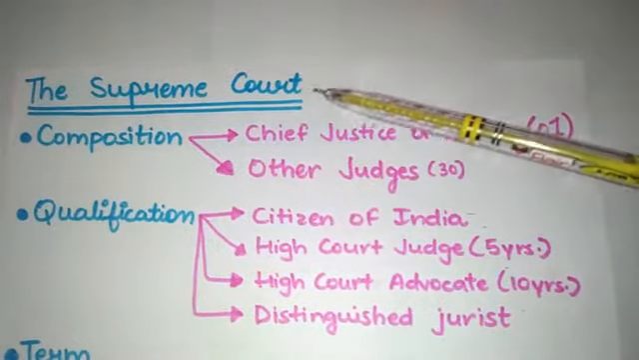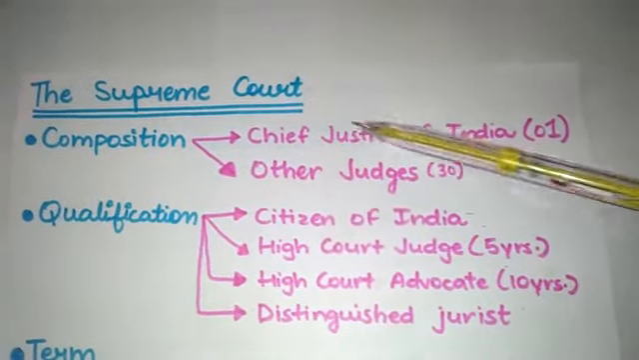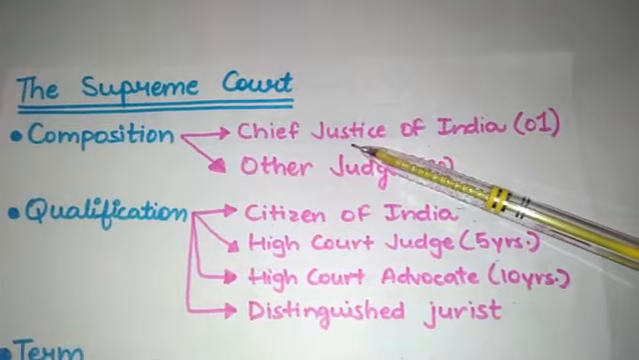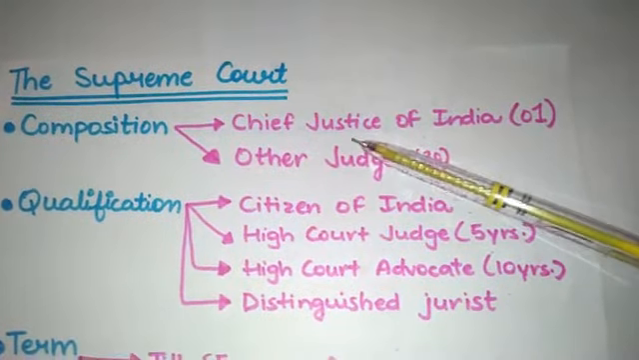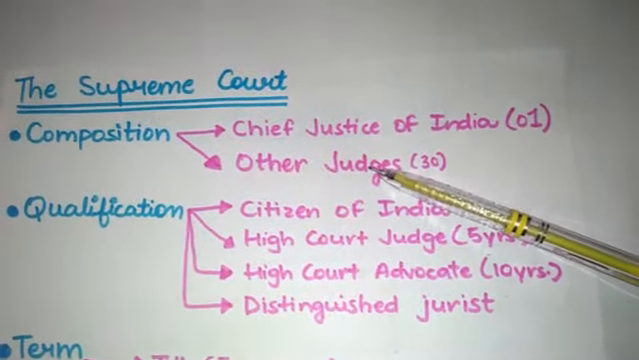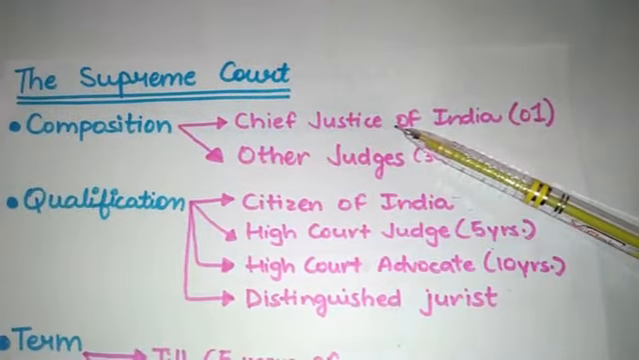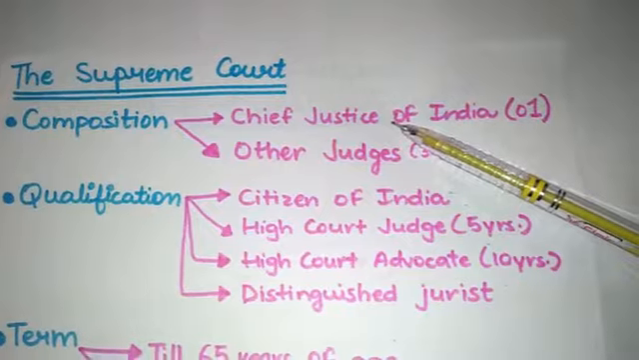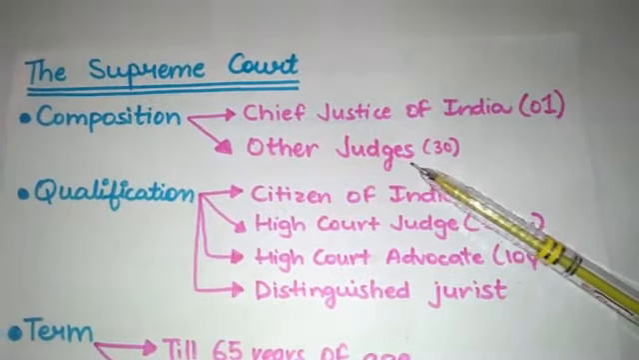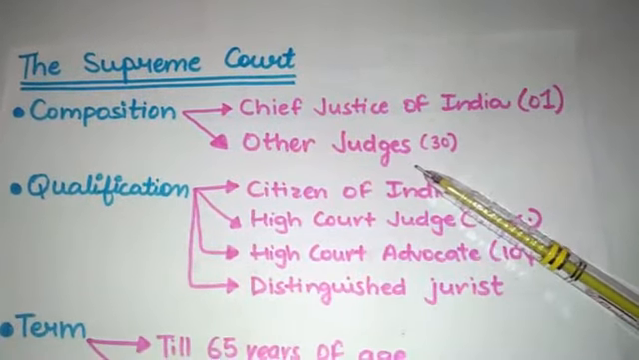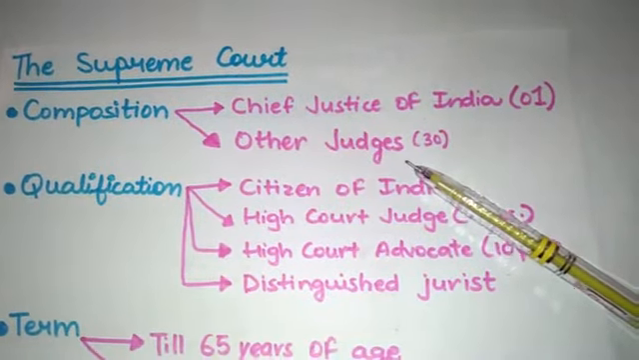Students, first of all, we'll discuss the Supreme Court. Chief Justice of India heads its proceedings with 30 other judges. Chief Justice is appointed by the President of India on advice of Council of Ministers. The other judges are appointed by President of India on recommendation of Chief Justice of India.